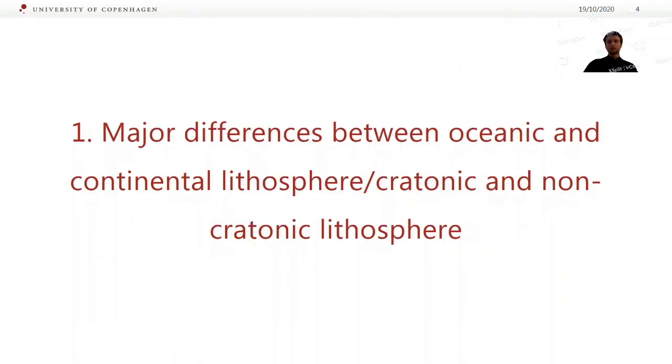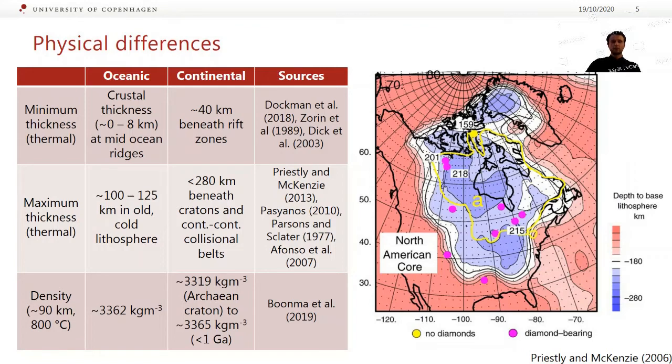Okay, so what are the major differences between oceanic and continental lithosphere, and between cratonic and non-cratonic continental lithosphere? Just starting with the physical differences, here I think the main differences can be seen between oceanic and continental. So in terms of minimum thicknesses, oceanic lithosphere, in terms of thermal lithosphere, is essentially just the same thickness as the crust at a mid-ocean ridge, because you have asthenosphere upwelling right up to just beneath the crust. So that could be about 0 kilometers at these ultra-slow spreading ridges. It could be something like 8 at a more typical mid-ocean ridge.